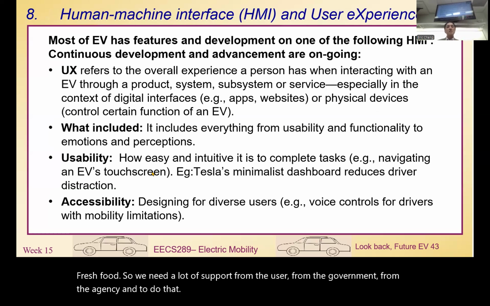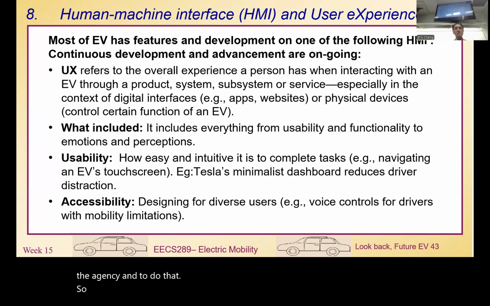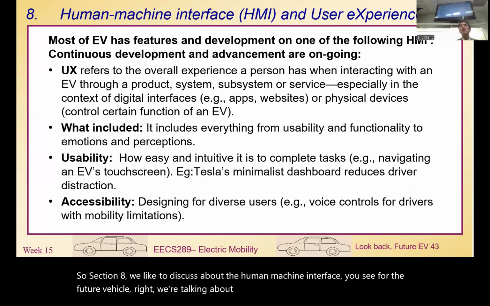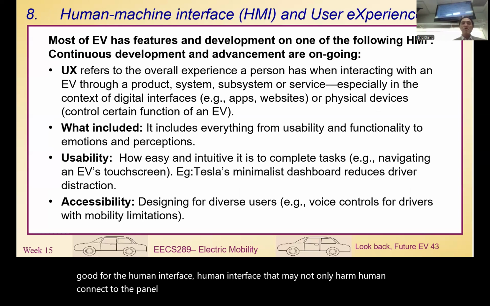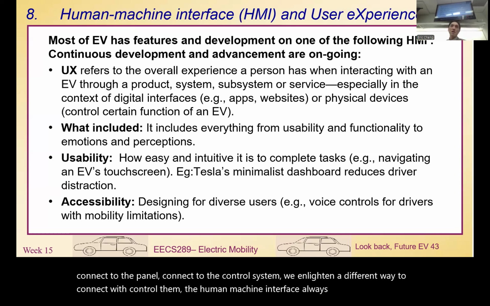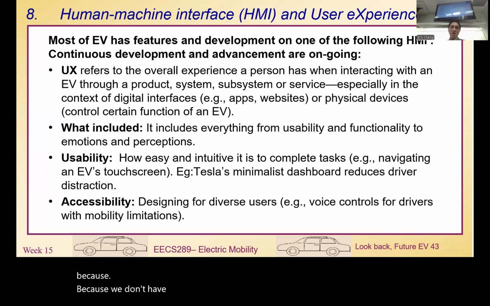So in section 8, we'd like to discuss the human-machine interface. For the future vehicle, we're talking about a vehicle that has to be really good for the human interface. Human interface means not only how a human connects to the panel and the control system. We'd like to have different ways to connect with the vehicle to control it. The human-machine interface always becomes important because we don't have brainwave control yet. Even brainwave is still a human-machine interface.